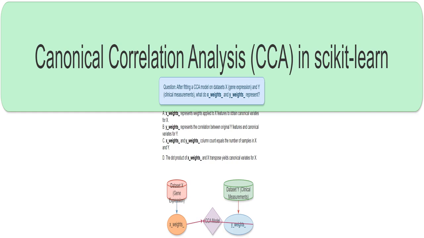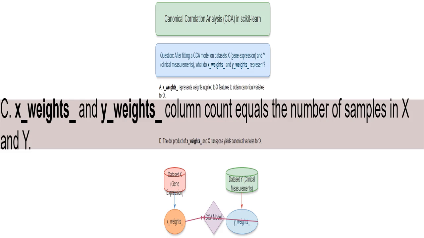This statement is absolutely correct. Spot on. The x_weights_ are the coefficients used to create the canonical variates for dataset X. It shows how much each original X feature contributes to the new, optimized feature, the canonical variate. You can think of these weights as the recipe for making the new canonical variates from the original features in X.